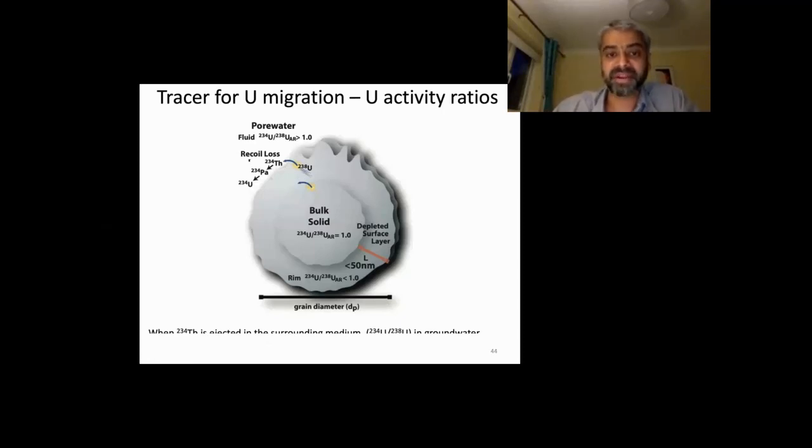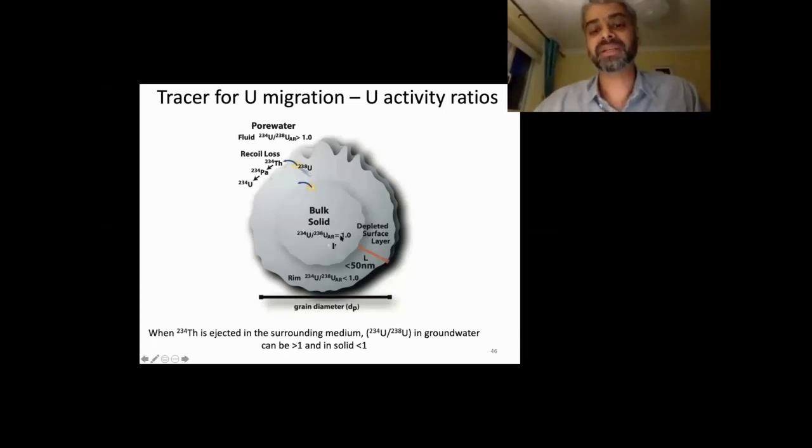So if it's sitting at the grain boundary, it can be ejected outside the grain and end up in the surrounding water. That's how the water can have higher activity ratios than the secular equilibrium value of 1. And this grain will then have much lower activity ratios than 1.